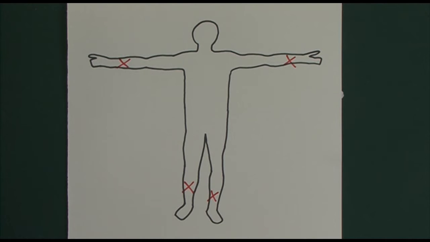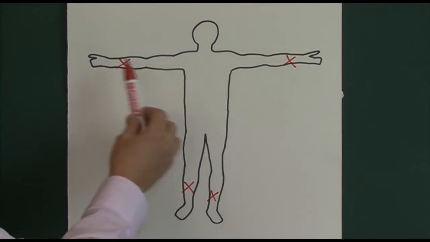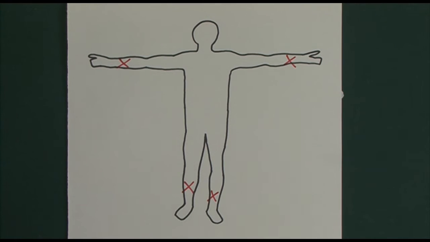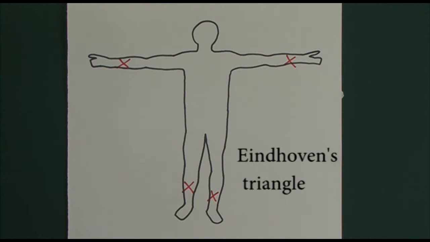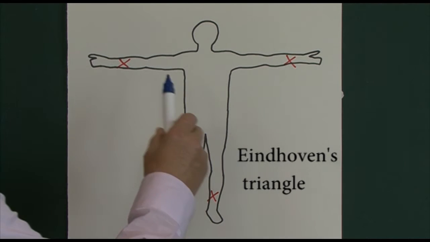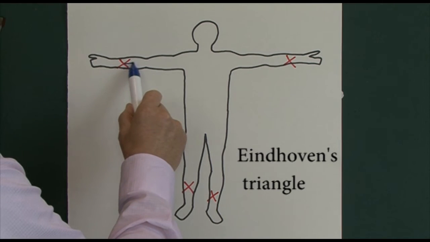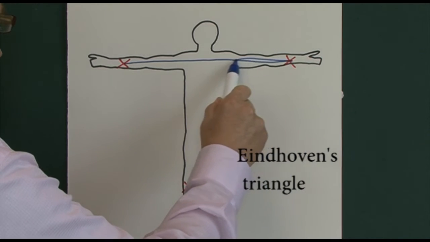So if we've got 6 pickups on the chest, 6, 7, 8, 9, 10, that gives us 10 leads, but it's called a 12 lead ECG. So how do we explain the fact that it's a 12 lead ECG? Well, what we can imagine is what is called Einthoven's triangle. And Einthoven's triangle is just that, it's a triangle. There's an imaginary line going from there to there like that. That's one side of the triangle.